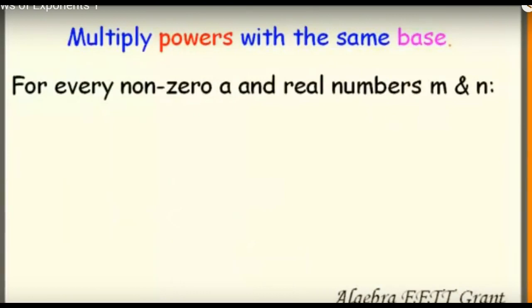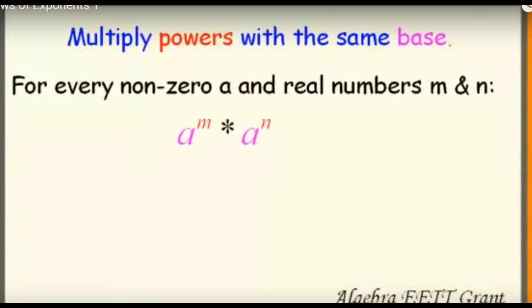A third rule is multiplying powers with the same base. Make sure you copy this down now. Multiply powers with the same base for every non-zero a and real numbers m and n. And then copy down the example. That says a to the m times, that little asterisk sign, this one here is actually saying multiplication. Make sure you have this written down. When you're done, push pause. Make sure you're pausing as you're going along so you keep up with him, and write down the things that you need to.